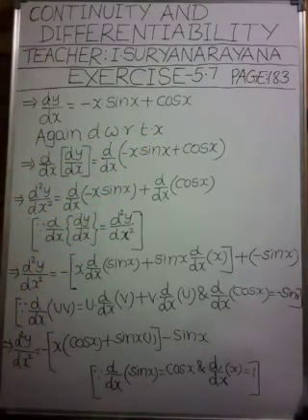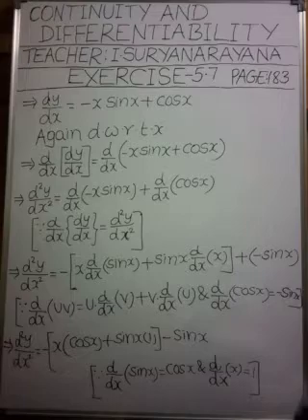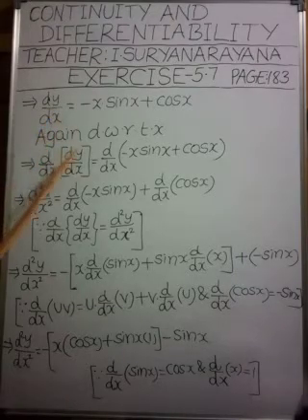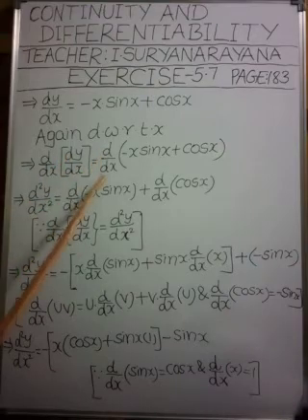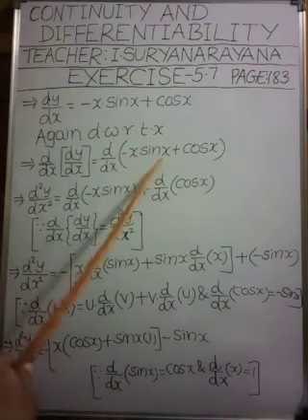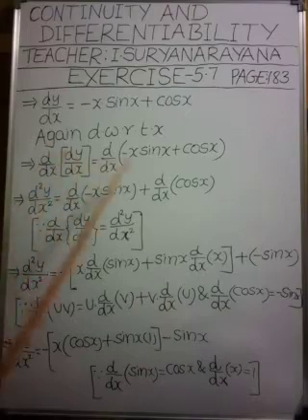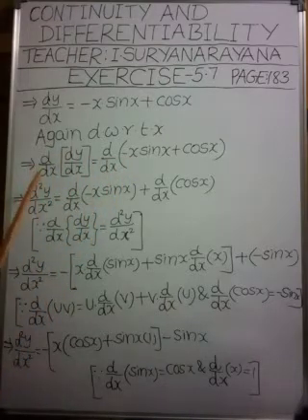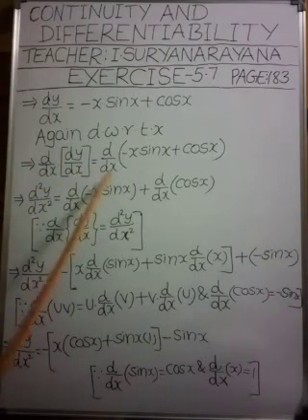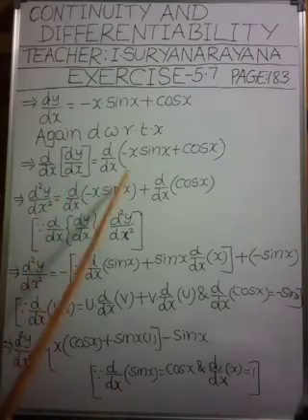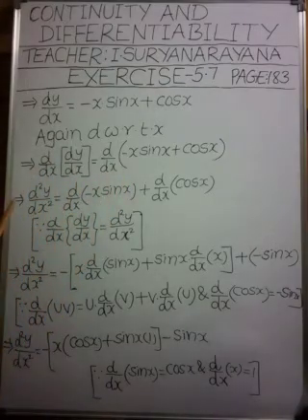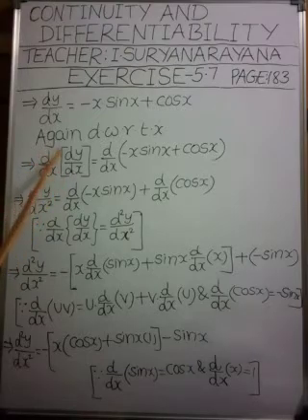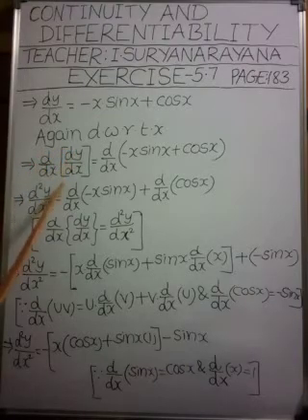Then what is the differential operator? Yes, d by dx. So d by dx of dy by dx is equal to d by dx of minus x sin x plus cos x. In this step I wrote the differential operator d by dx on both sides. Understood this step, my children? Right. This implies, see LHS, what is the d by dx of dy by dx?